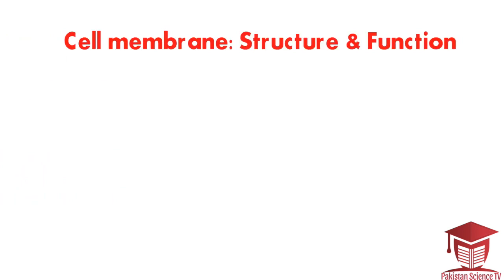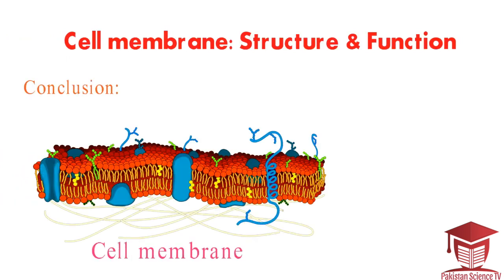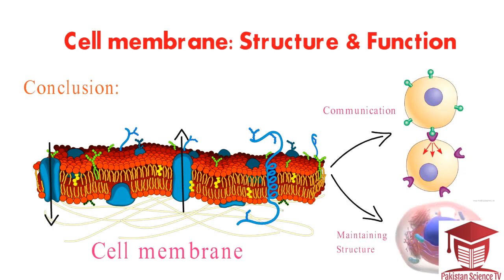And there you have it, the cell membrane, an intricate player in the cellular symphony. From controlling what enters and exits the cell to facilitating communication and structure, this lipid and protein mosaic is truly fascinating.